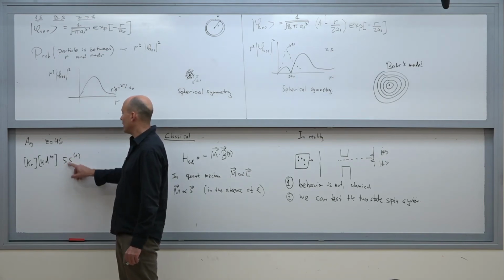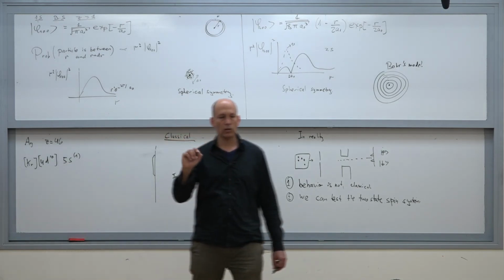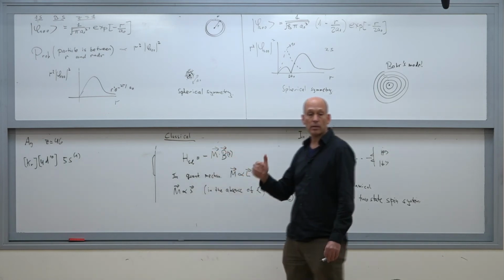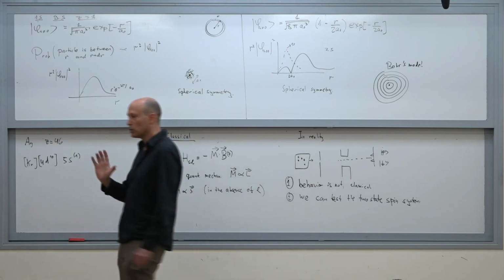Not important. S is important. It means that the orbital angular momentum of this electron is 0. And this is why this works in this experiment. It's half an explanation. It's not a full explanation.